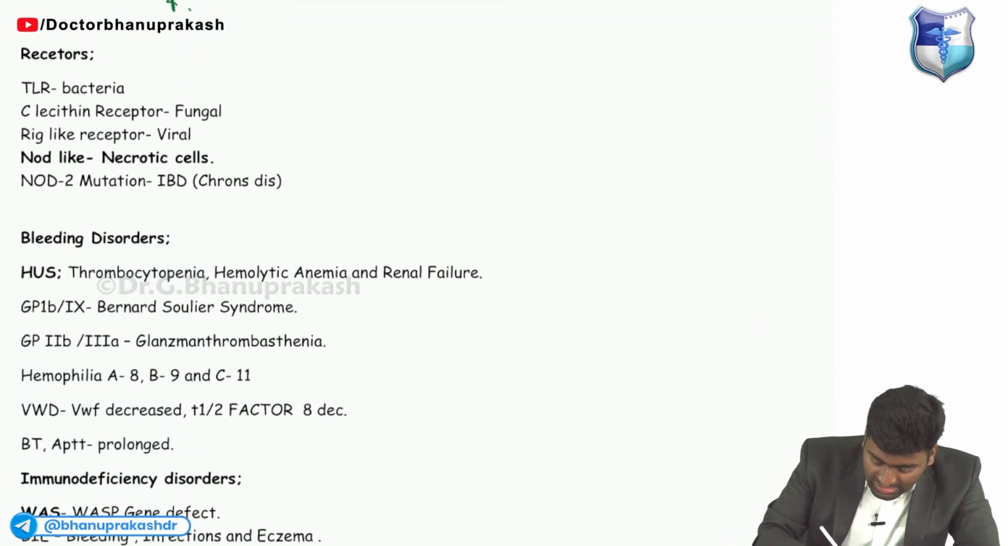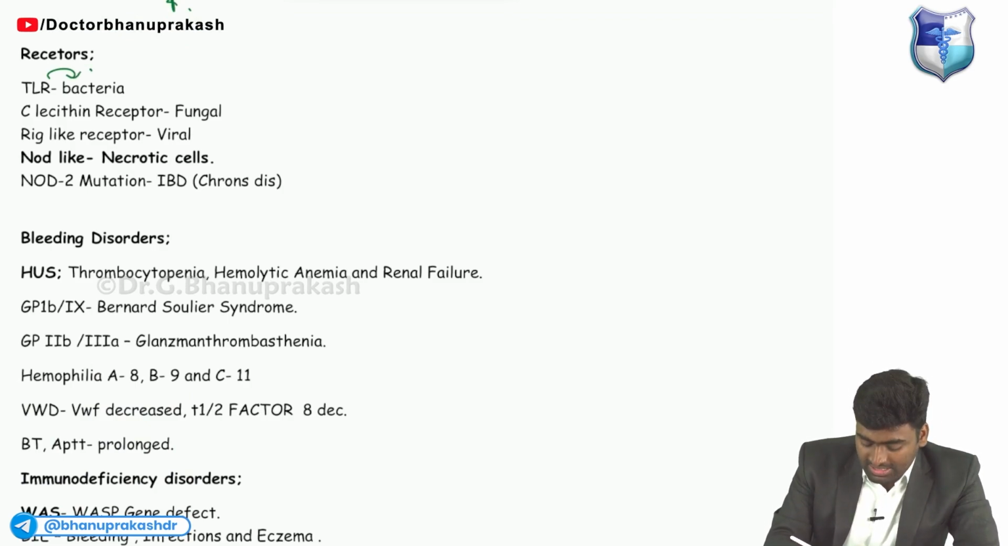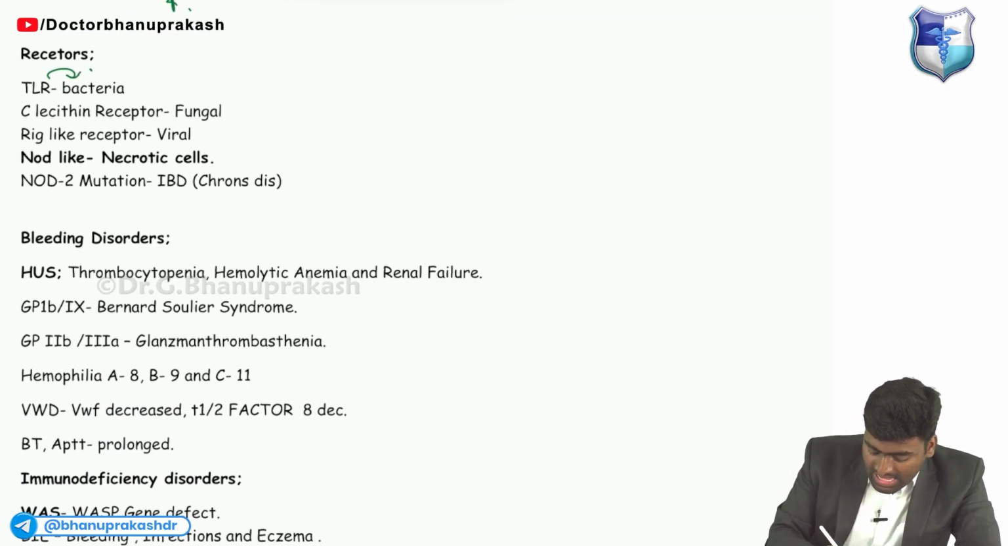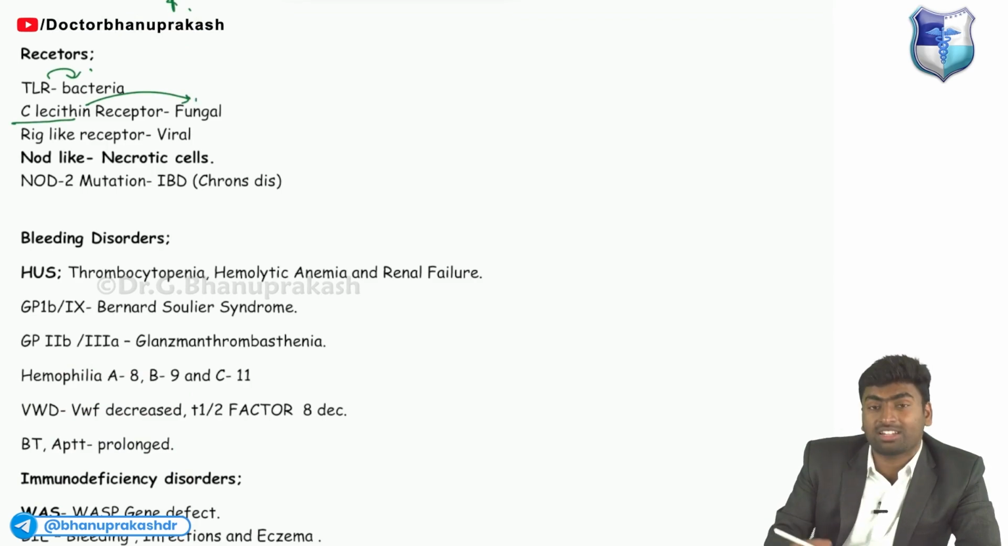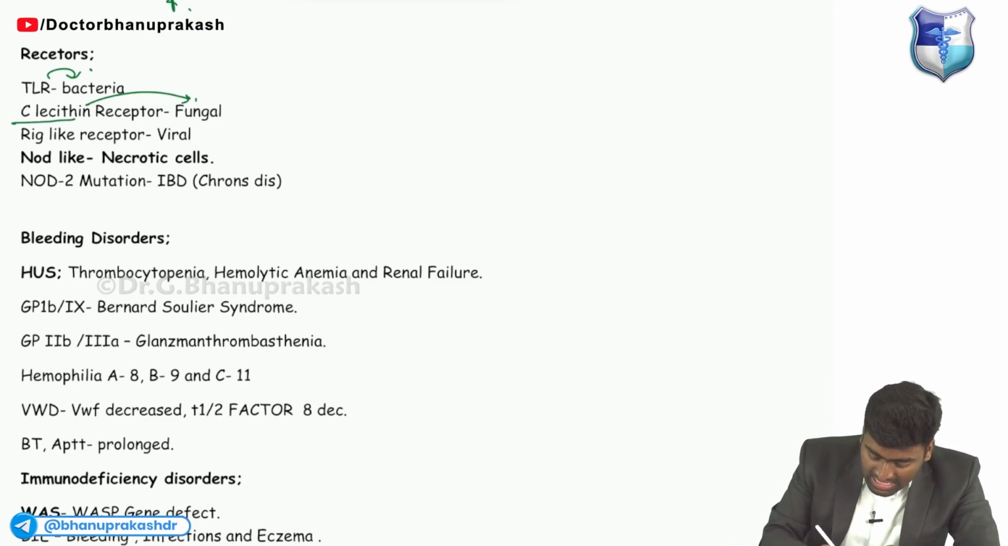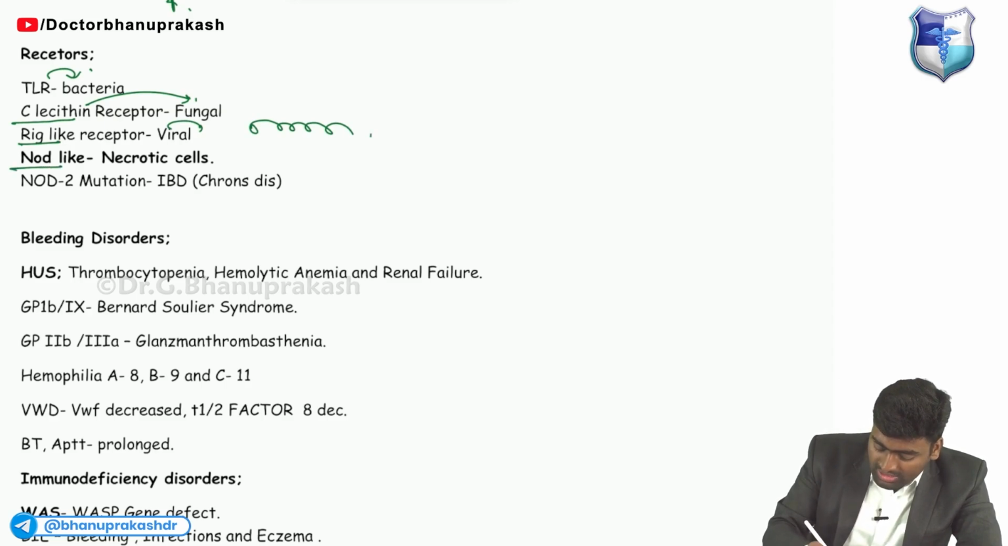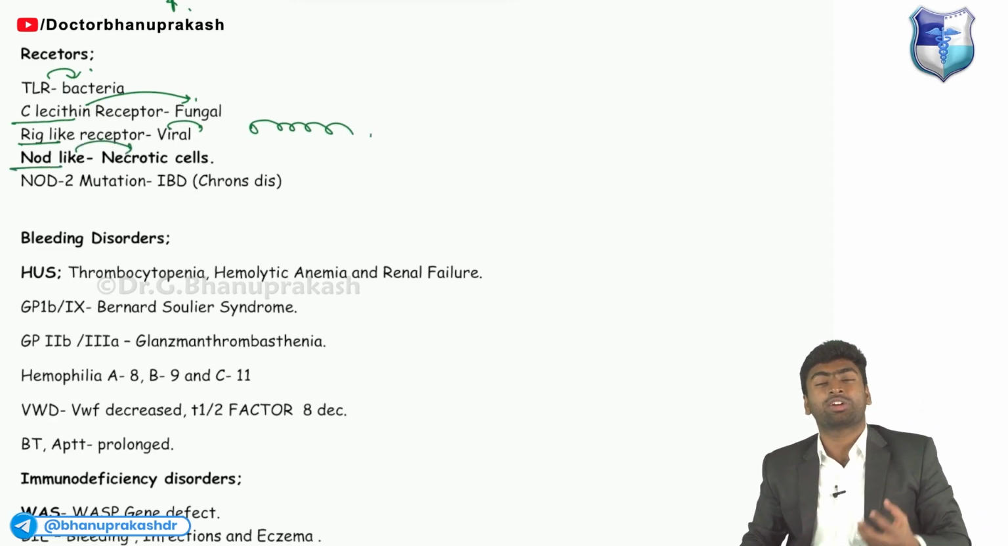TLR means toll-like receptors, and they are for bacteria. Lectin, present in fungal walls, is for fungus. RIG-like receptors are for viruses. And NOD-like receptors are for necrotic cells.